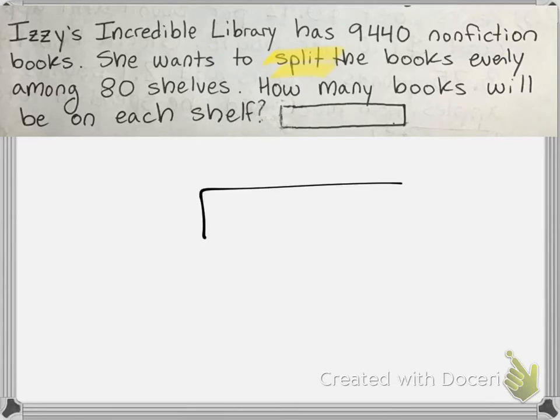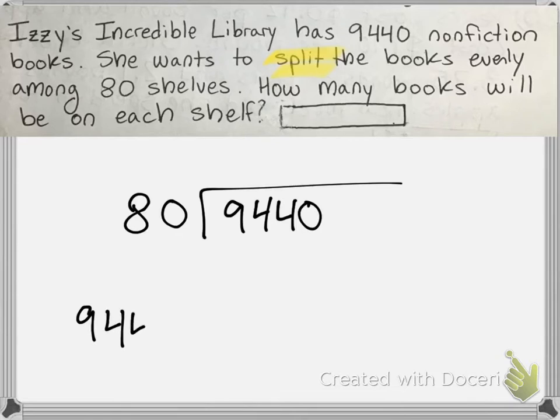Which number is going to go on the outside of the house? Who can tell me which number? I want to call on Pearson. Pearson, which number is going to go on the outside of the house? Yes, so 80 is going to go on the outside of the house, meaning that 9,440 is going to go on the inside. When we're talking about splitting, it means this, 9,440 divided by 80. And as we know, our first number rushes ahead and gets to get inside the house. Our second number has to wait. So our first number gets inside the house.